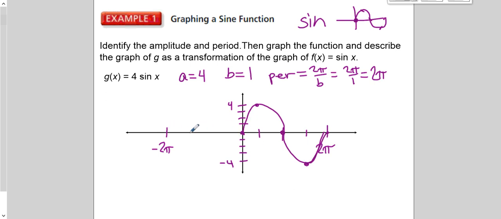So take that 2 pi, cut it in half, and then fourths. We want to repeat, this was up, so now we need to go down to -4, back to middle, up, and back to middle. Draw another mountain and another valley. And there's a graph of g of x equals 4 times sine x. Ta-da!